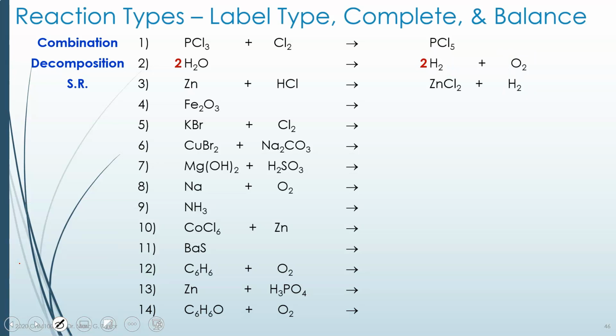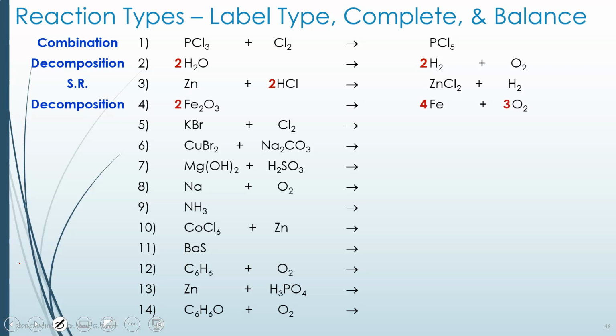Iron oxide, iron 3 oxide, Fe2O3. Well, that's another decomp. You see there's only one starting material. I'm sorry, I forgot to balance that one. So you break it down into iron and oxygen gas. The elemental form of iron is just iron metal, neutral iron metal, and oxygen gas. Balancing it, we get these numbers.